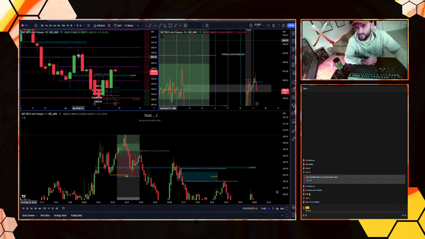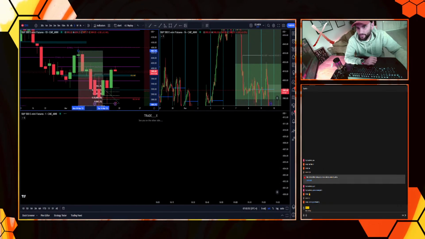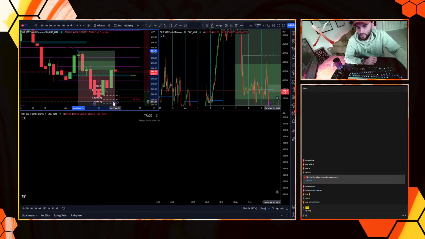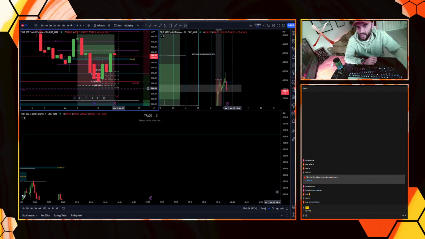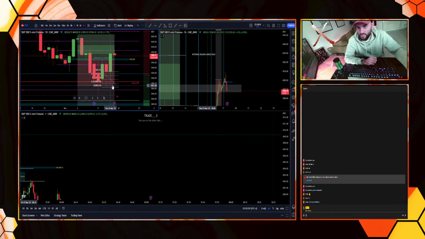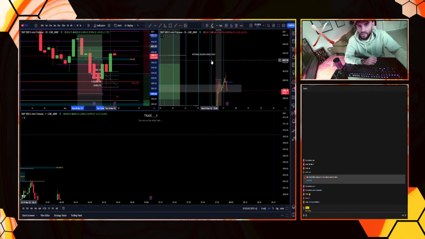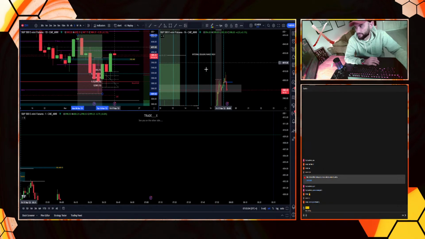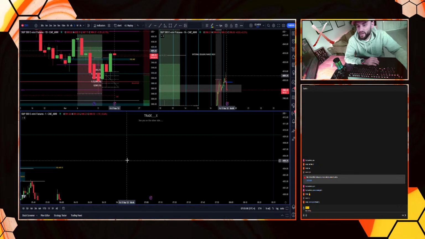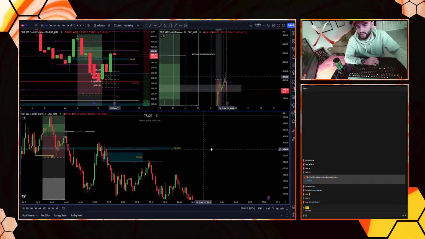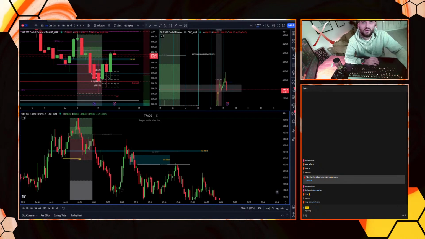Now, if we look at this daily price leg, this is the daily chart. The top left is my daily chart. Top right is my hourly chart. 15 to 1 is my trade entry chart down here, for those of you who are new.